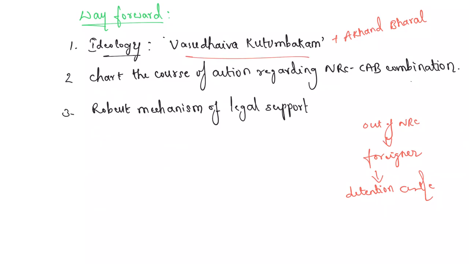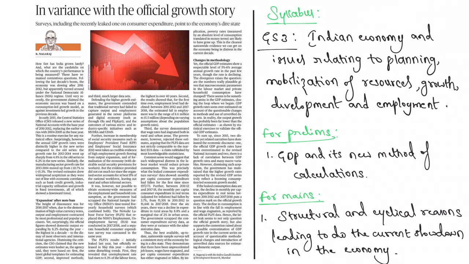Moving to the second point, we have to chart the course of action regarding the NRC and CAB combination. That is, a proper plan and action will bring it into practicality. And the third one is, we have to provide legal support to those people who fall out of the NRC. Now, moving to the next article that reads, In Variance with the Official Growth Story.